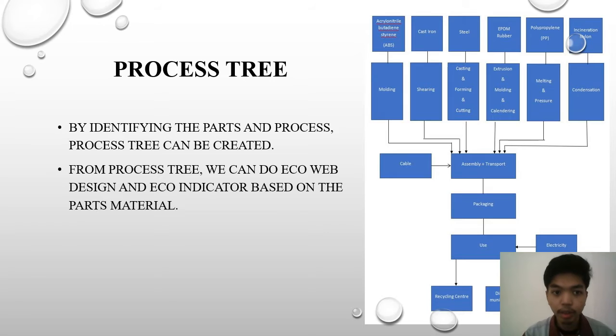We can create a process tree by defining the parts and processes. By doing the process tree, we can do an eco design web and eco indicator based on the parts, material, and the process. That's all from me.